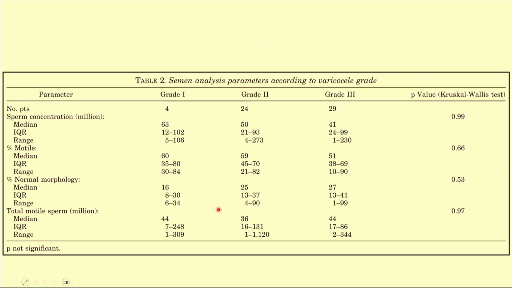Now back to Dr. Diamond's paper. Basically, he grouped the patients into grades 1, 2, 3, and then plotted them against the semen parameters, the WHO 2010, along with the total motile sperm, which we have already talked about. And what he found is that grade has no association with the semen parameters, and there is no statistically significant difference between each grade, meaning we cannot say that the higher the grade, the worse the semen parameters, or use it as a reflection of semen parameters.